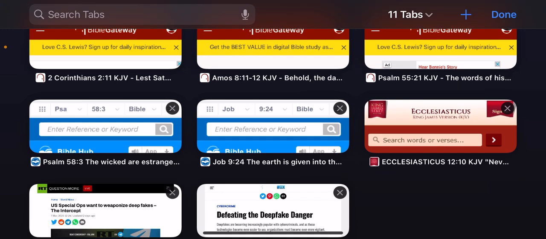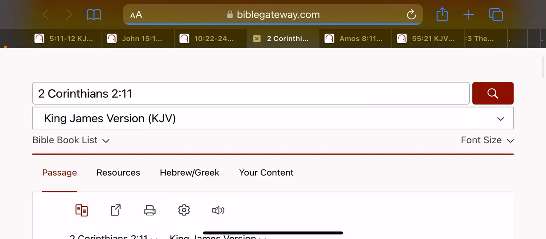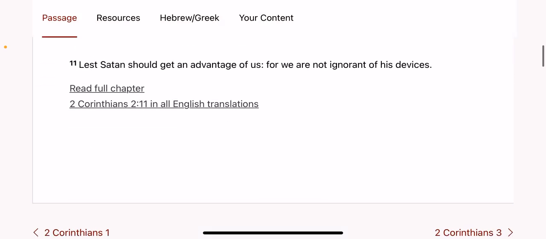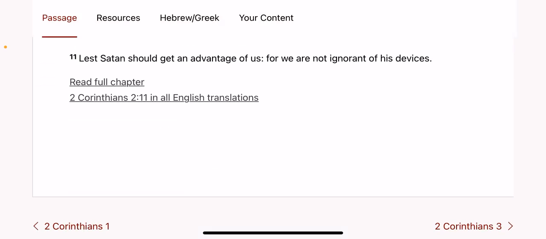I did want to make a quick update, because the last time I made a lesson was going to a similar situation. 2 Corinthians 2:11. Let me see what these devils are doing. Lest Satan should get advantage of us, for we are not ignorant of his devices. So we can see how these deepfakes and also the deepfake voices will be used for obviously bad, not for good.